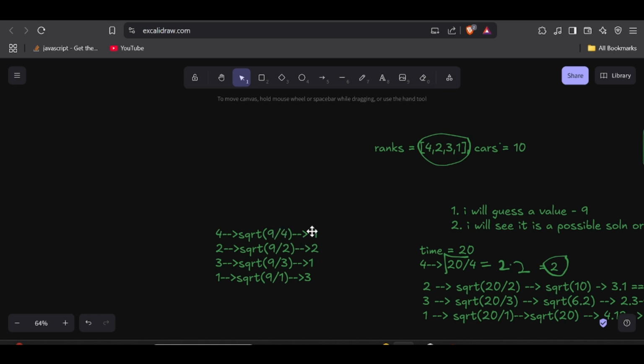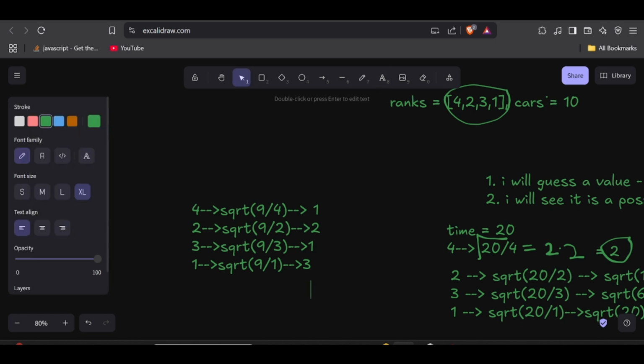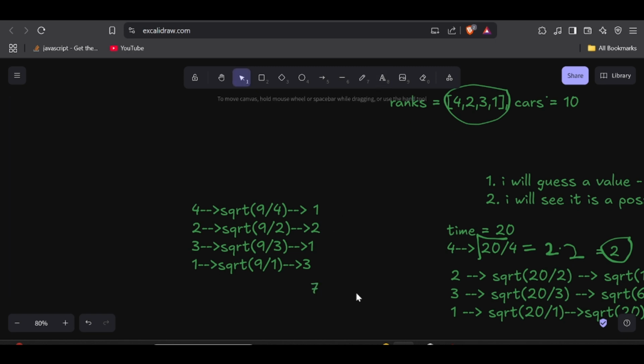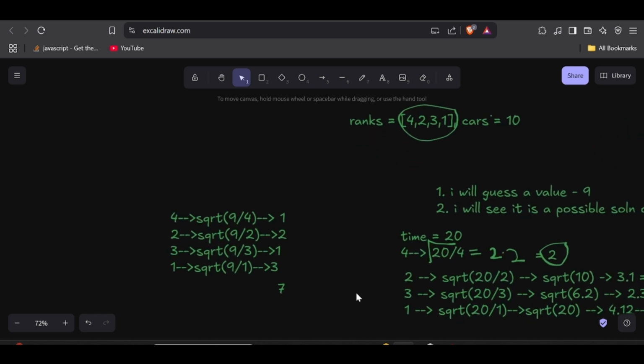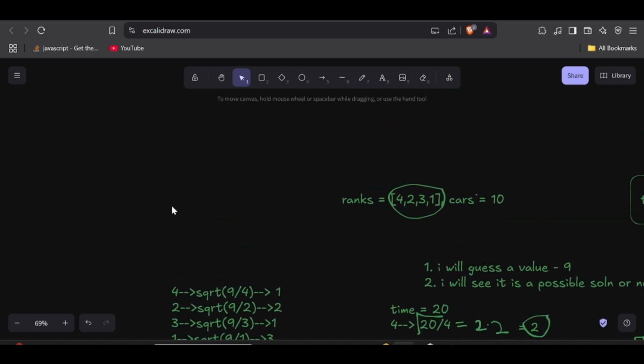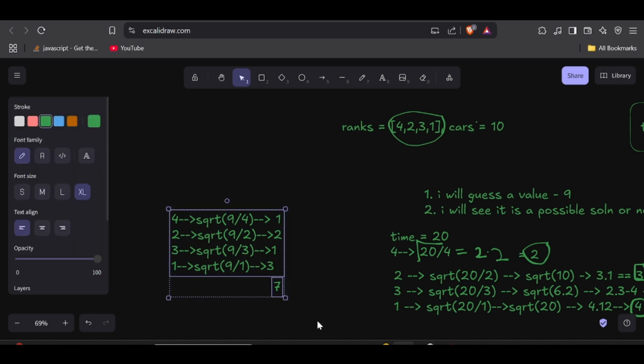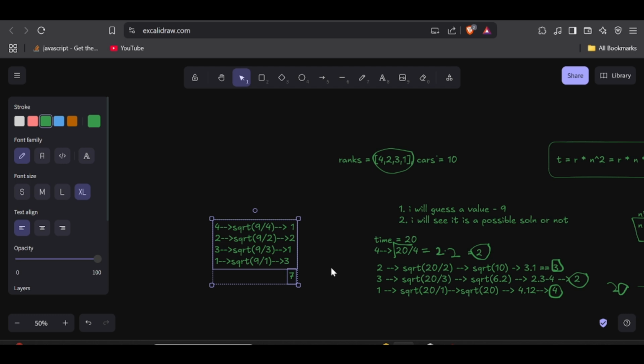Okay, so let's see, if we count these four numbers, 1 plus 2 equals 3, 3 plus 1 equals 4, 4 plus 3 equals 7, and it is giving me 7. It means these four mechanics can repair 7 cars in 9 minutes. Is 7 greater than or equal to my required cars? No, it is not. That is why 9 cannot be a possible solution for us. I hope you understand this.